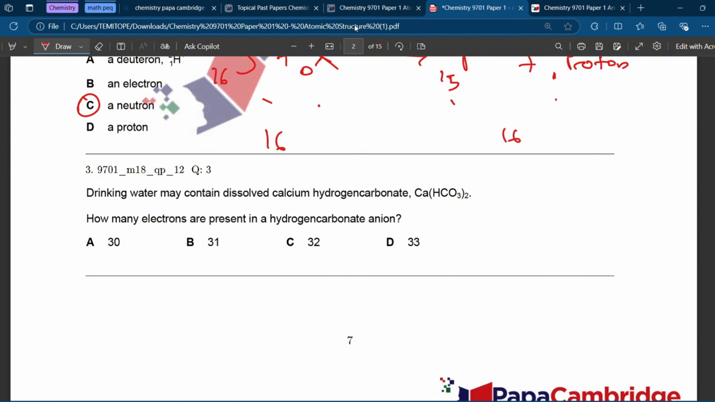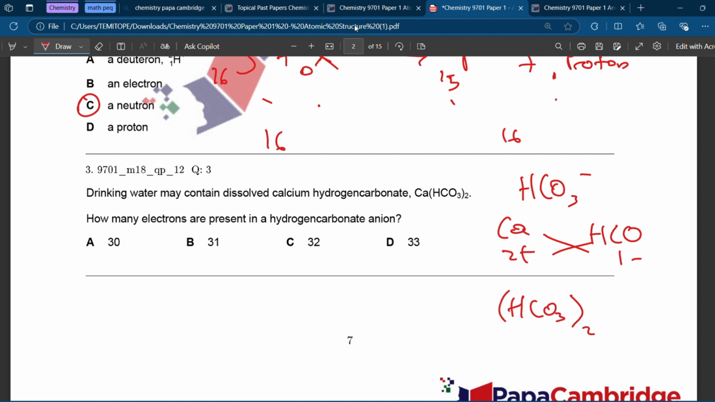Okay. Drinking water may contain dissolved calcium hydrogen carbonate. How many electrons were present in the hydrogen carbonate ion? Basically you need to know that this is a hydrogen carbonate ion and has a minus charge on it. That's why when it comes together with calcium that has a 2 plus and HCO3 that has a 1 minus, they cross, and that's why HCO3 becomes 2 in the formula here.